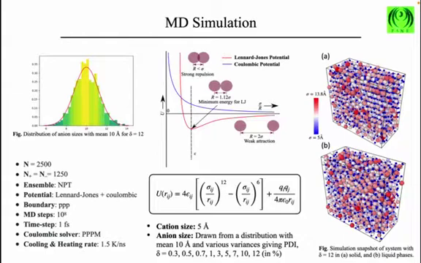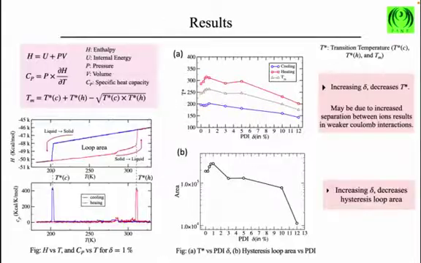On the right side is a simulation snapshot of our system in the solid and liquid phases. The polydispersity index we are considering ranges from 0.3 up to 12%. Results analyzed include tracing of hysteresis loop by plotting enthalpy versus temperature, given in the figure left middle, and on the left bottom we have the specific heat capacity versus temperature.